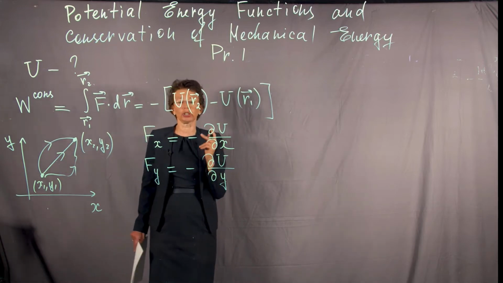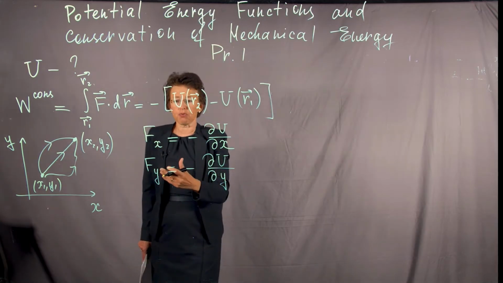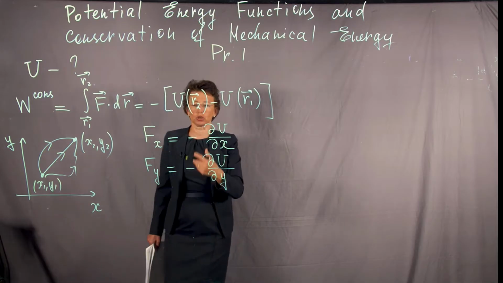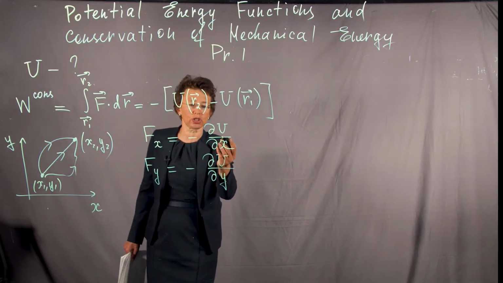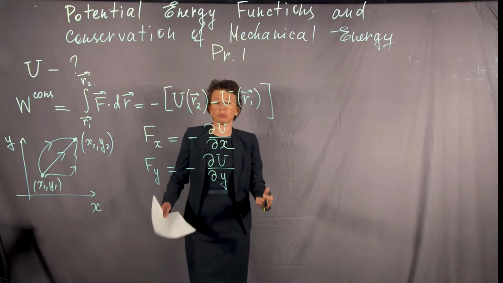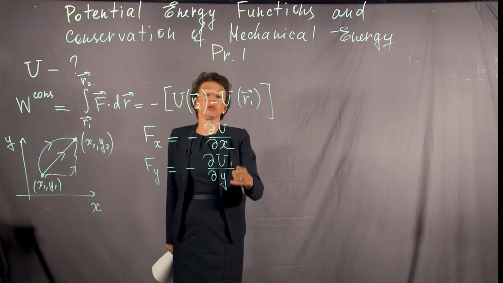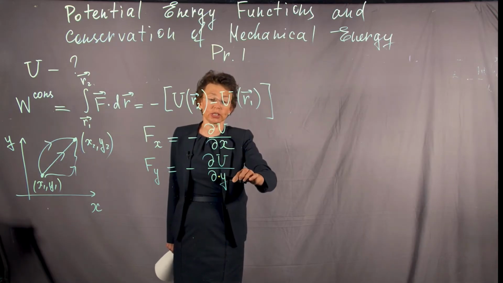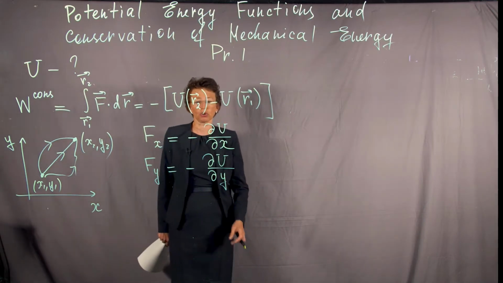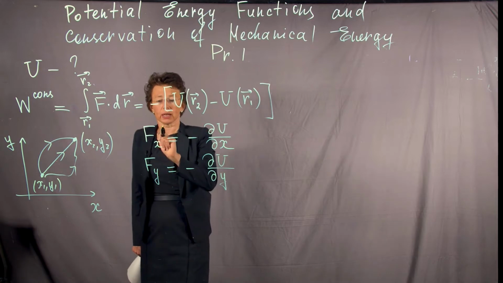So we need to learn how to solve two types of problems. Type number one: we are given a force, and we need to prove that force is conservative. So we need to prove that potential energy function exists for this particular force. And another type of problems that we have to be able to solve is when U is given, we have to be able to take partial derivatives with respect to x and y and find both components of force. So far, we will be solving the first type of problems, when force is given.